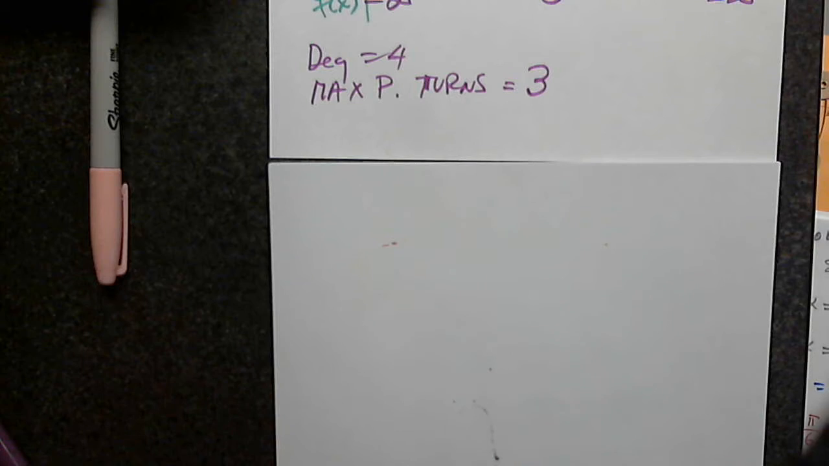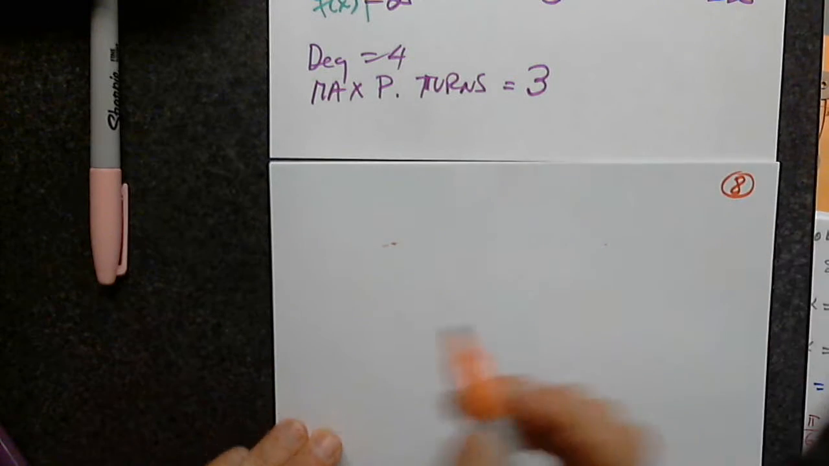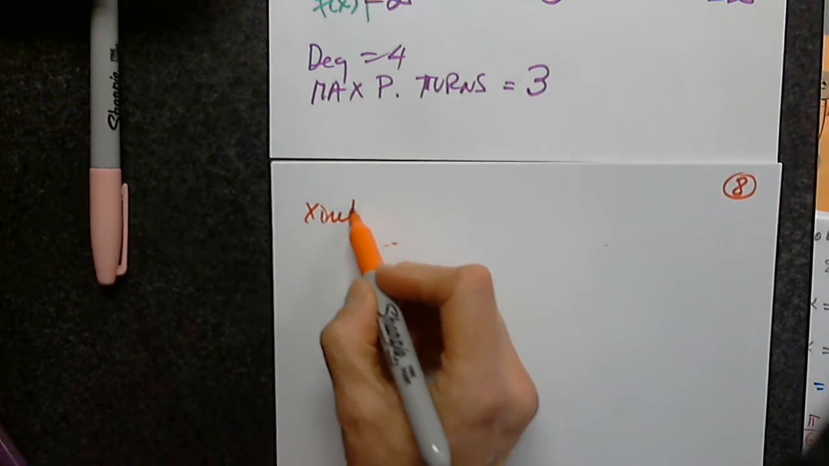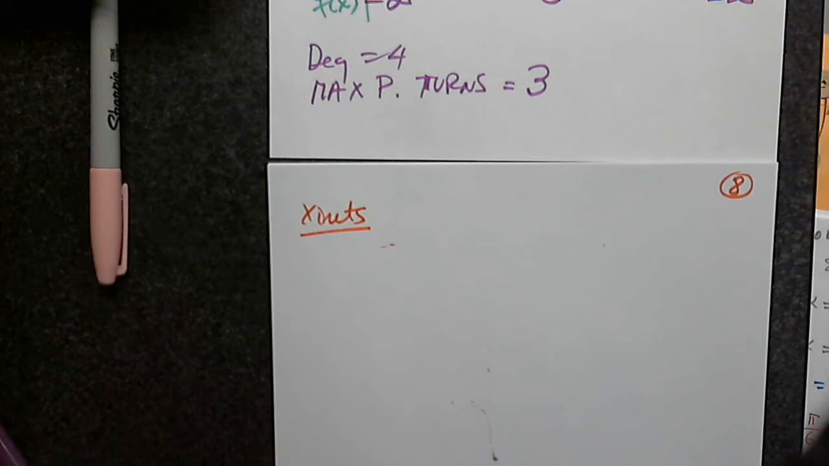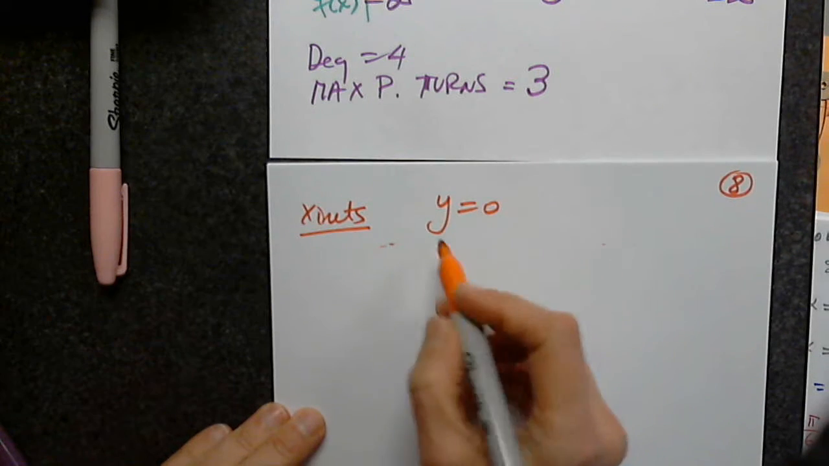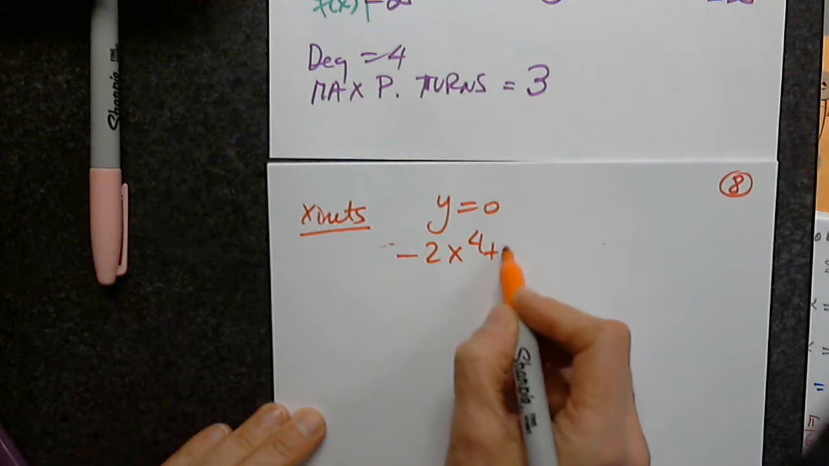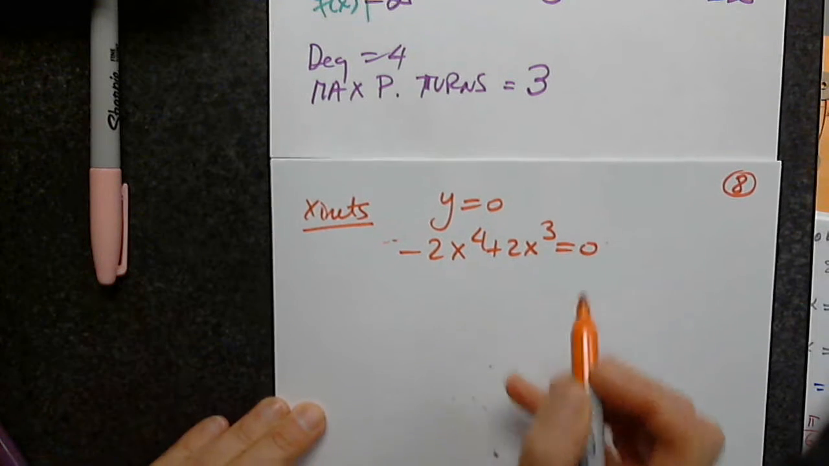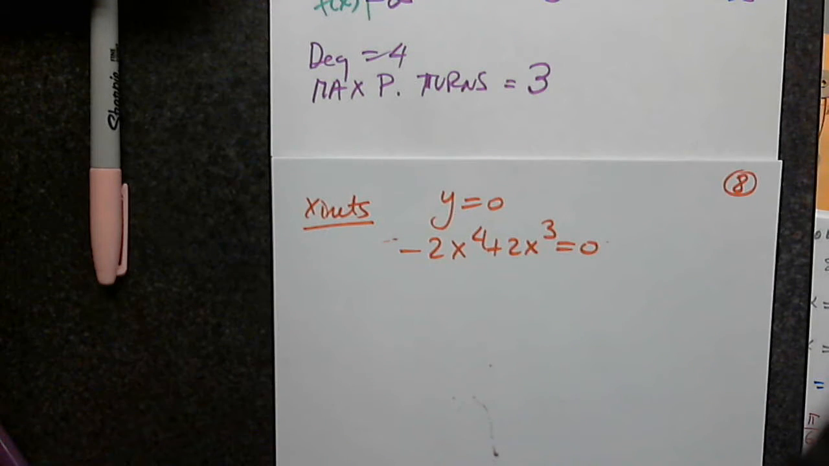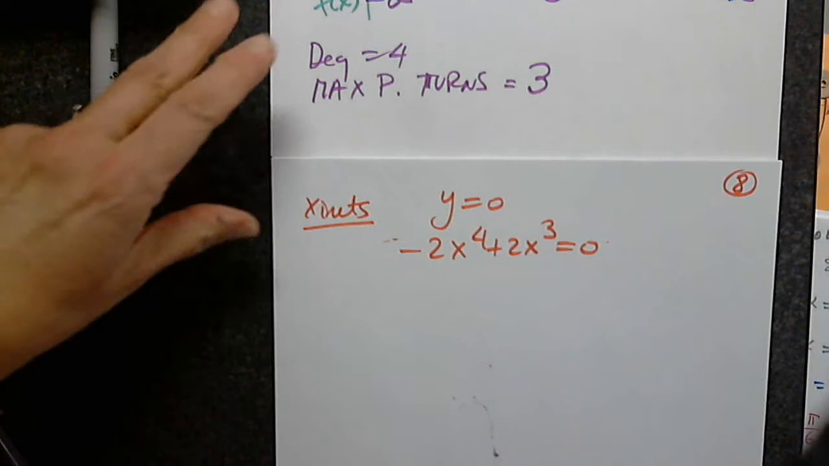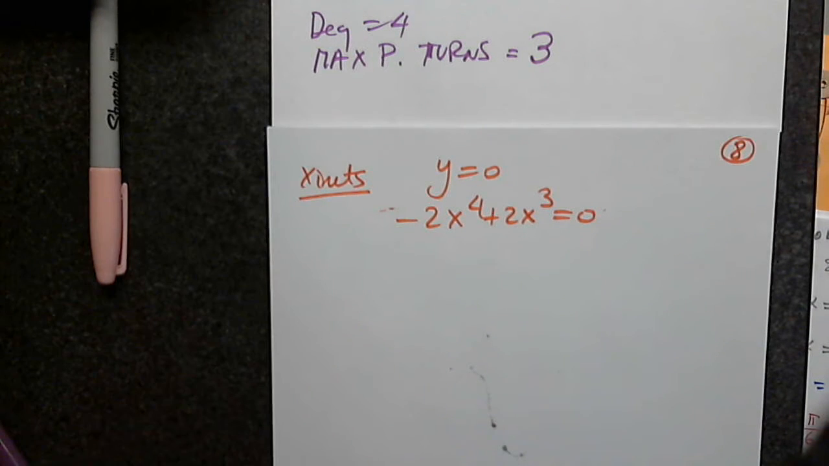Can anyone give us the starting point for finding the x-intercepts? Very good. Y equals 0, which means -2x to the 4th plus 2x cubed equals 0. Remember, you cannot get rid of any x value, but I would like to ask you first, how many solutions will you give? Of course, because the degree is 4.